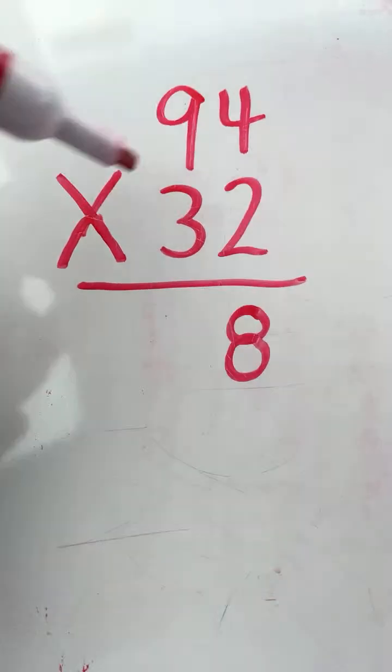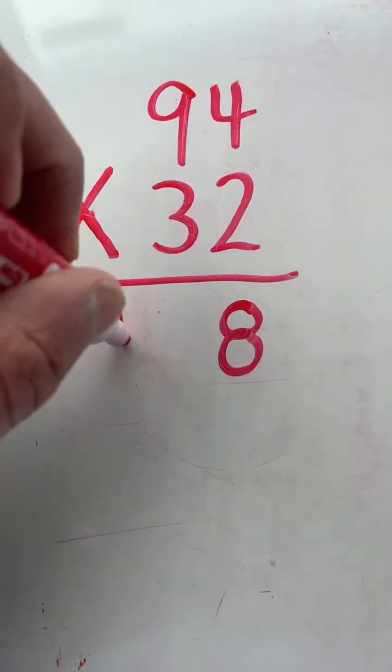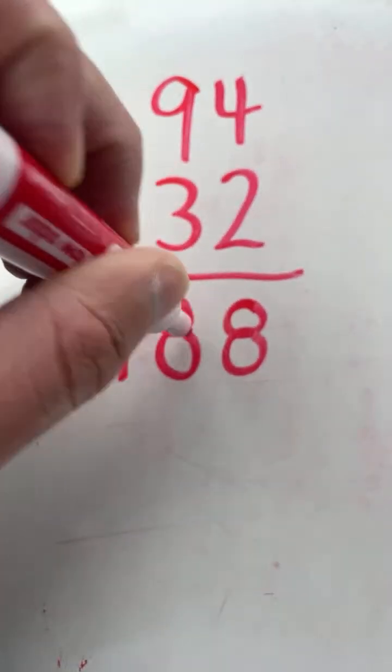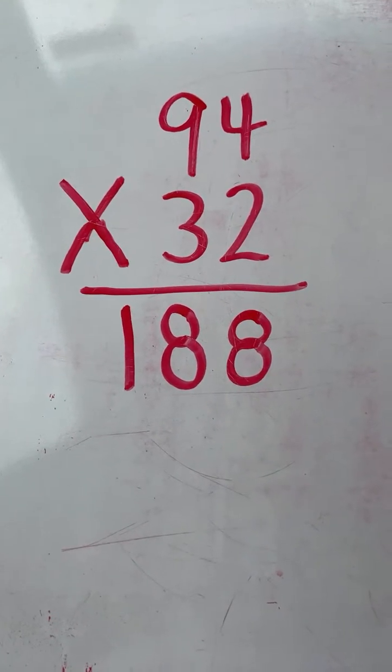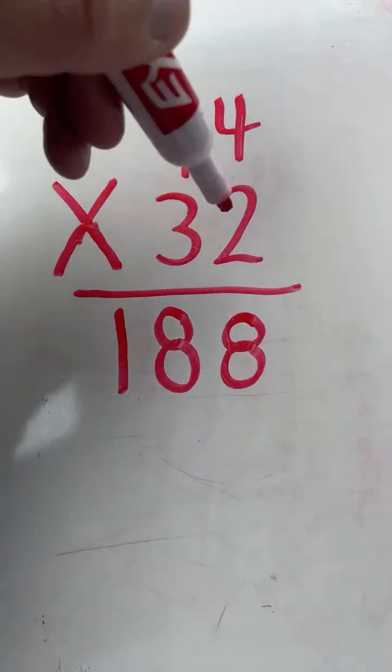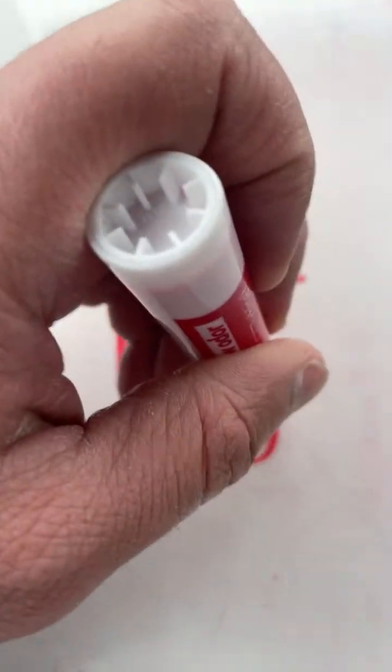Next, we got to multiply 9 times 2. 9 times 2 equals 18. Now, since both digits in the ones place have already been multiplied, we're putting a 0 in the ones place.